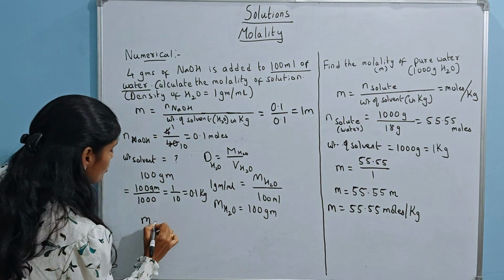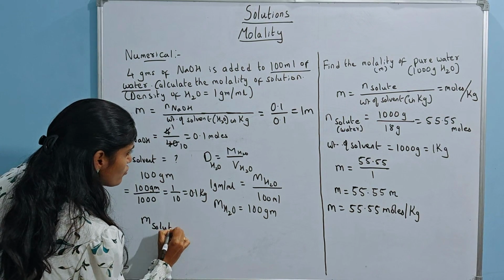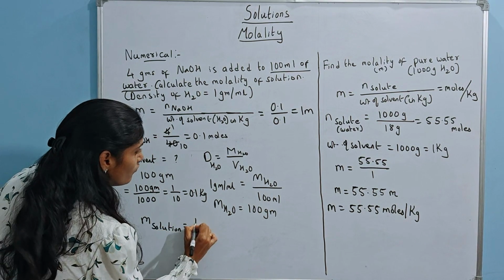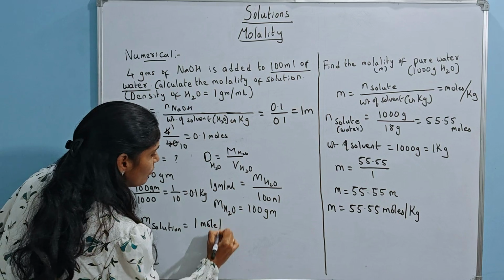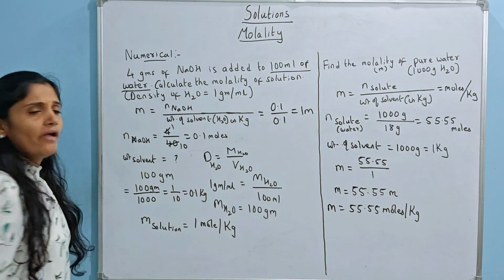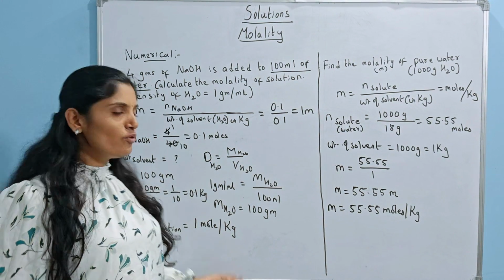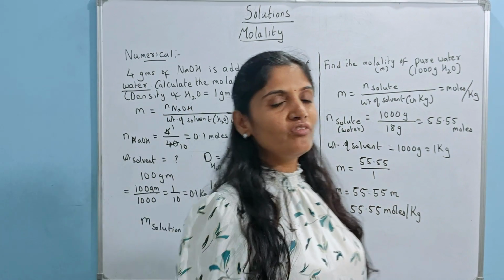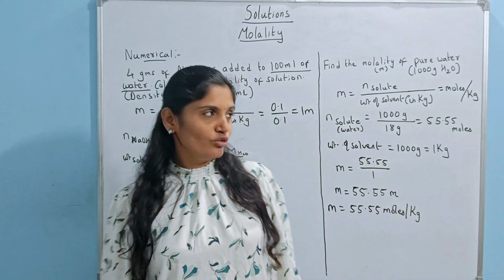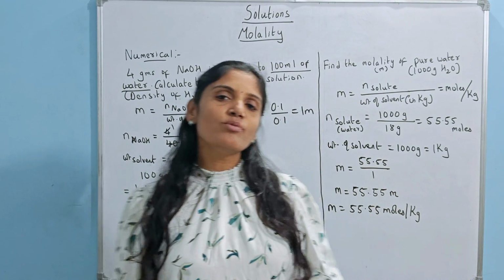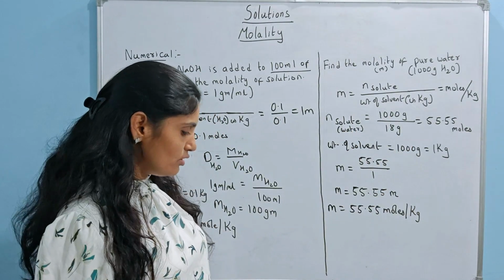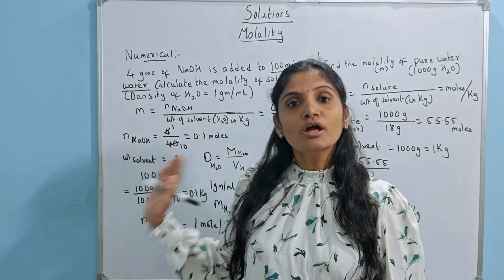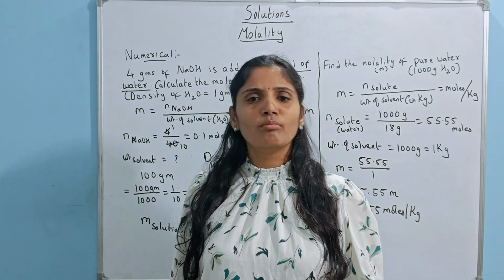Here also you can write the molality of the solution is equal to 1 mole per kg. Either you leave it writing molar, or the unit will be moles per kg. What was the unit for molarity? Moles per liter, because there we are talking about the volume of solution. Here it is kg, because we are talking about the weight of the solvent. So this is about the numericals regarding molality.